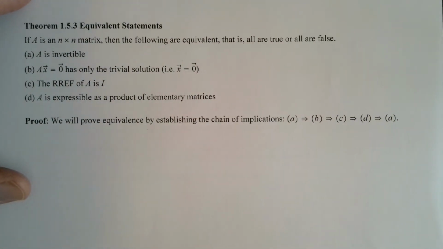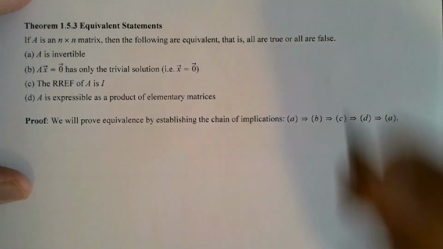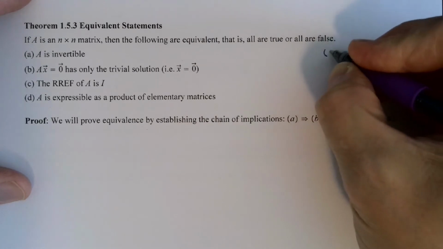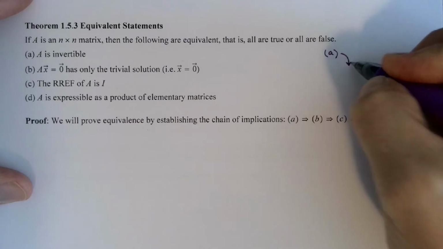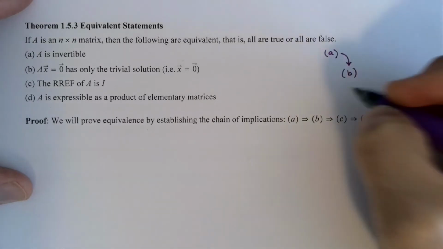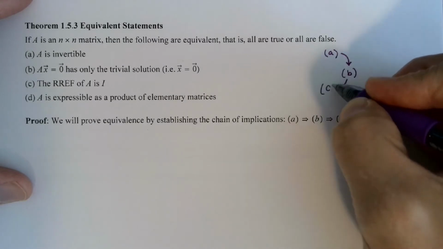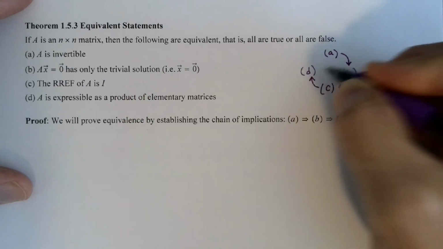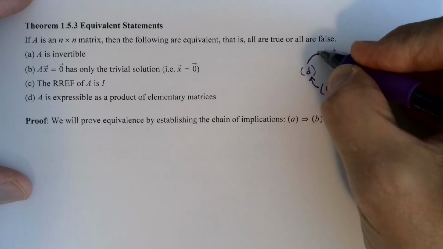And we're going to prove this theorem. We're going to essentially prove by a chain of implications, sort of a circular reasoning, if you will. We will assume that statement A is true and prove that statement B follows from that. Then we will assume B is true and show that C follows from that. And then assuming C is true, show that D follows. And then finally, assuming D is true, we'll show that A follows.